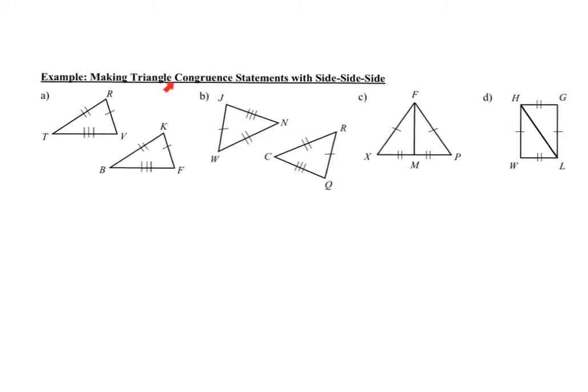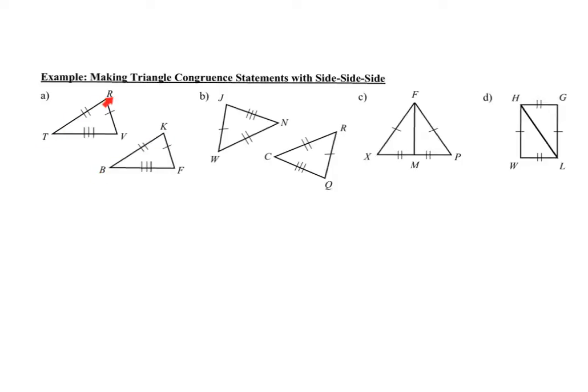Now let's make some triangle congruency statements using side, side, side. So we're given two triangles here, and remember, for side, side, side, if three sides of one triangle are congruent to three sides of a second triangle, then I know these two triangles are congruent. So we can tell by these little marks here. So RV is congruent to KF, and then VT is going to be congruent to FB, and then BK is congruent to TR.